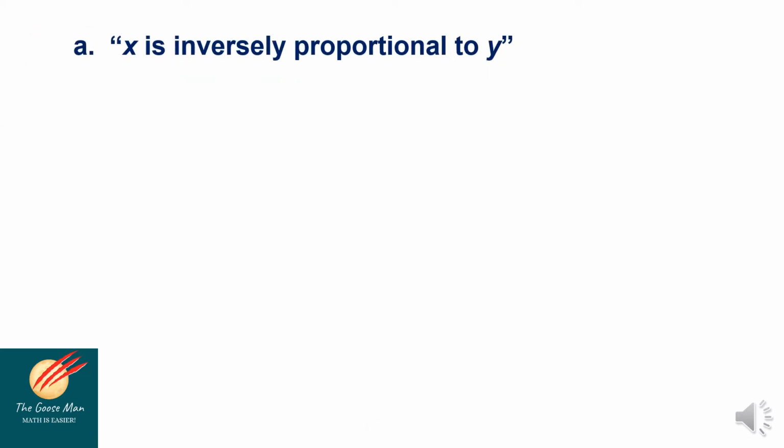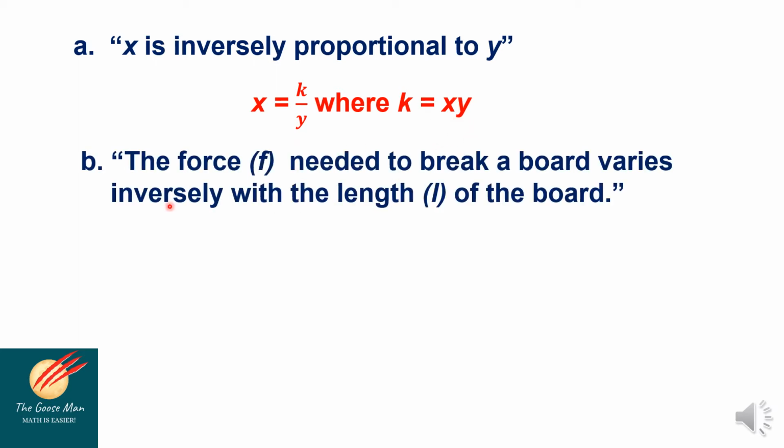So let's have the following translations. Say for instance, x is inversely proportional to y. In symbols, I can rewrite this as x is equal to k over y, where k is equal to x times y. If we multiply both sides of the equation by y, we come up with k is equal to x times y.